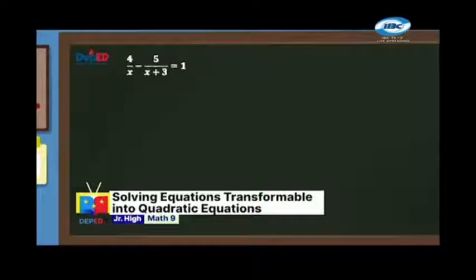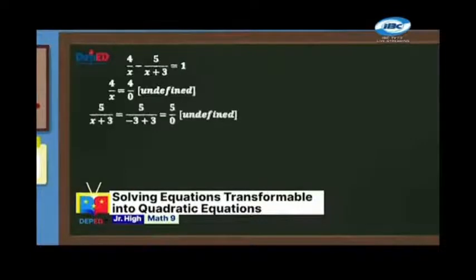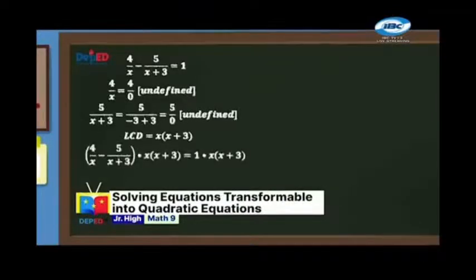The second equation is rational algebraic. Since x and x plus 3 are the denominators, x cannot be 0 nor negative 3. You might have observed that the denominators x and x plus 3 are both prime. Thus, the LCD of the expressions is the product of these denominators. By multiplying both sides of the equation by the LCD, what do we get?